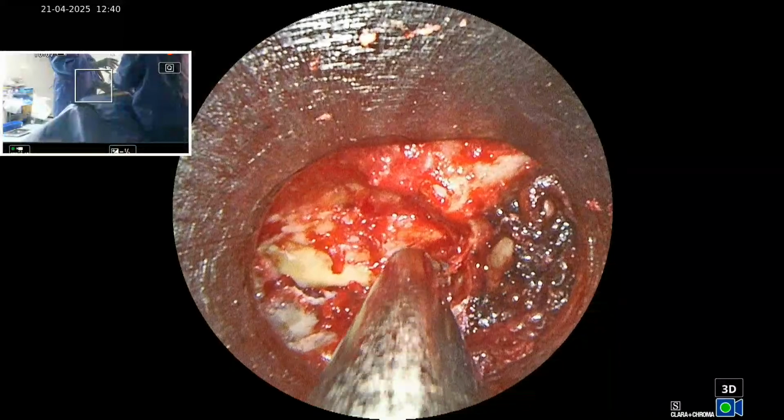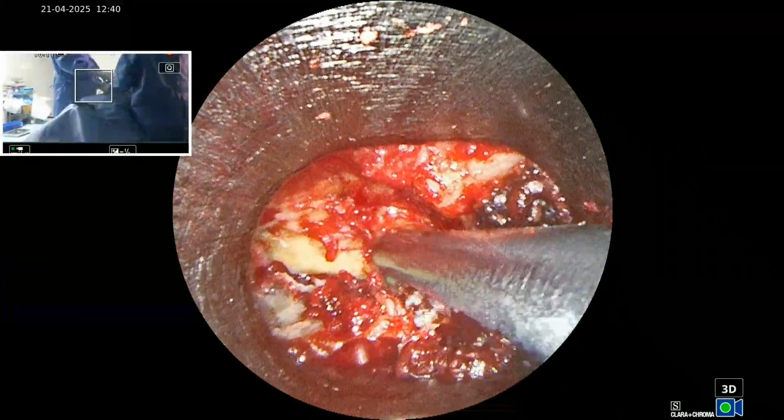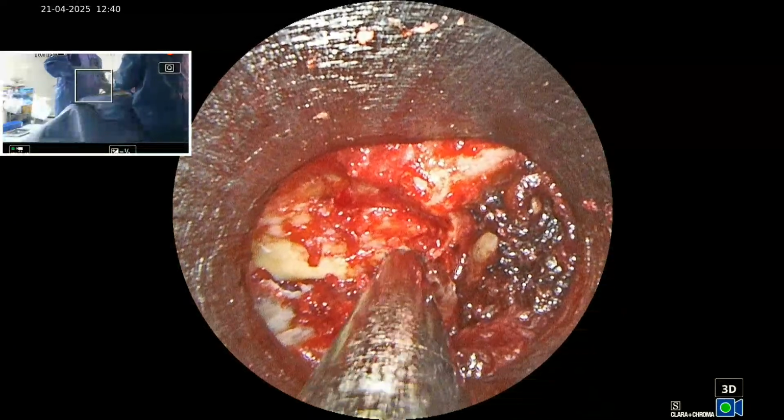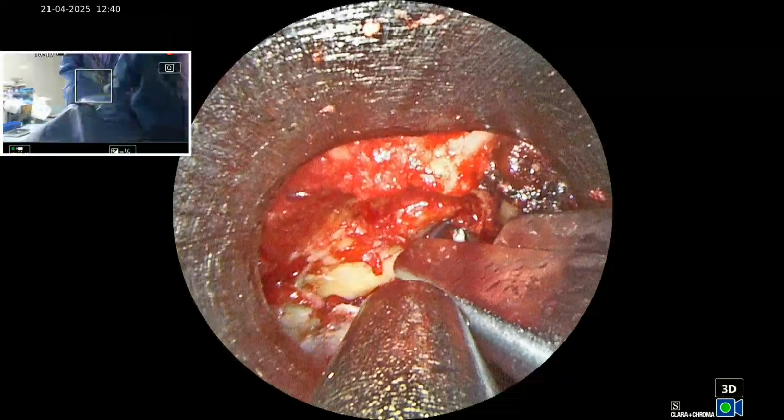We are trying to detach the flavum cranially from the L3 lamina, or superior lamina.